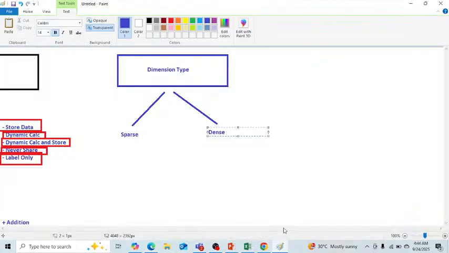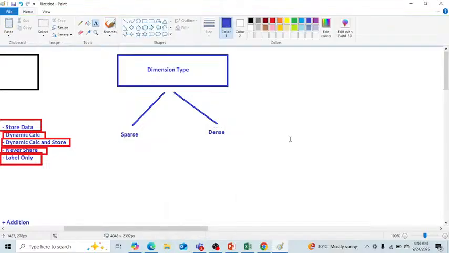So this is a core Essbase concept. Dimensions have the dense property.